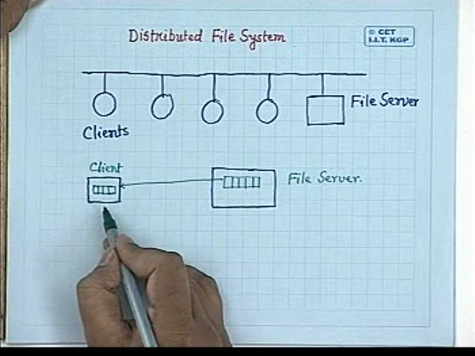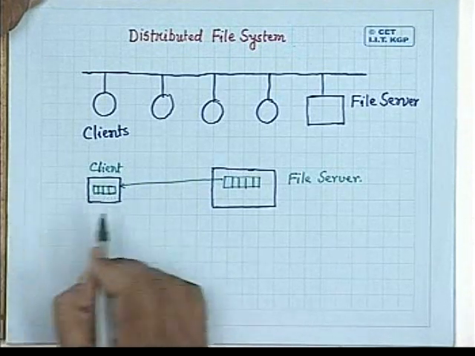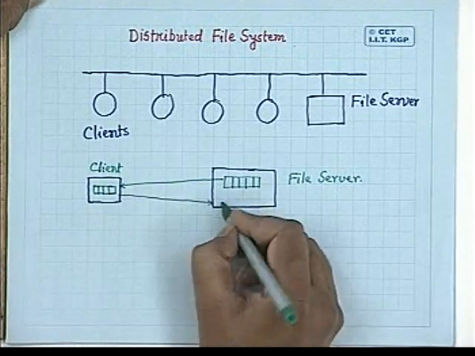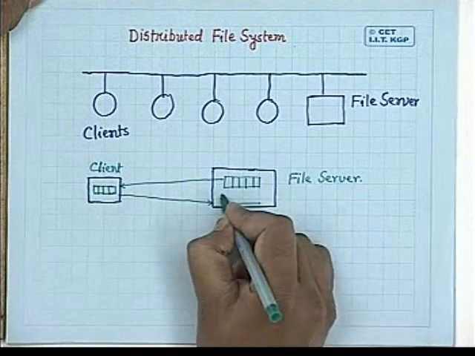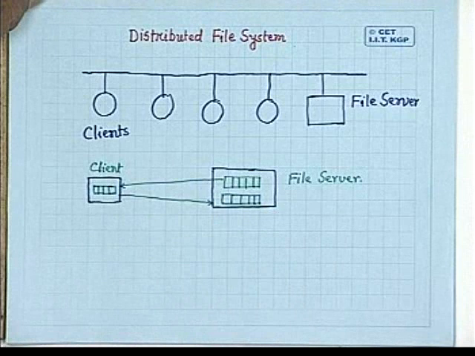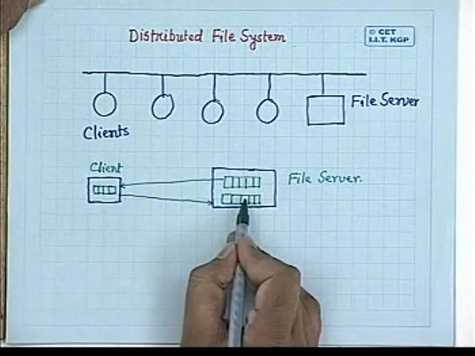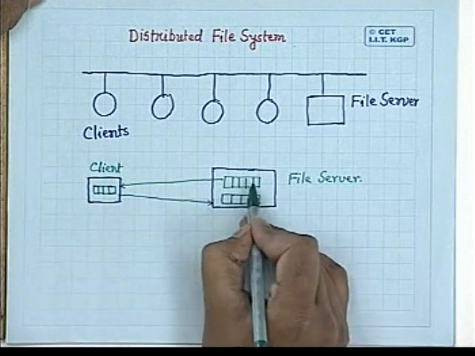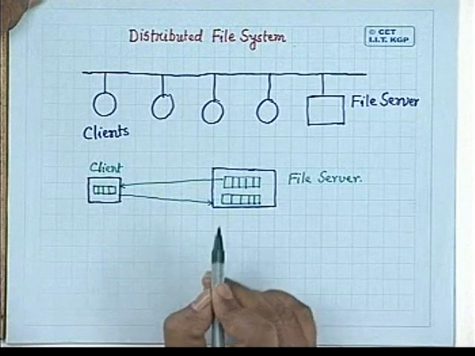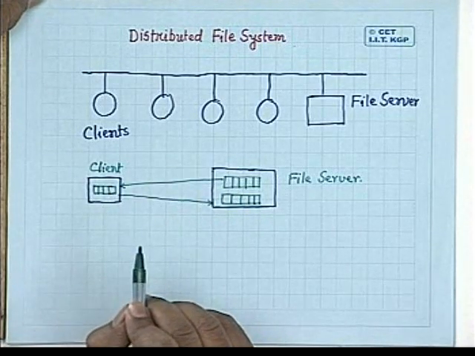Now when the client process finishes its use of the file, the client process will write back the file onto the file server. Okay. So this is the modified file or new file which is written back onto the file server by the client, and this is the old file which is requested by the client from the file server. So this is one kind of model that can be used for this distributed file system.